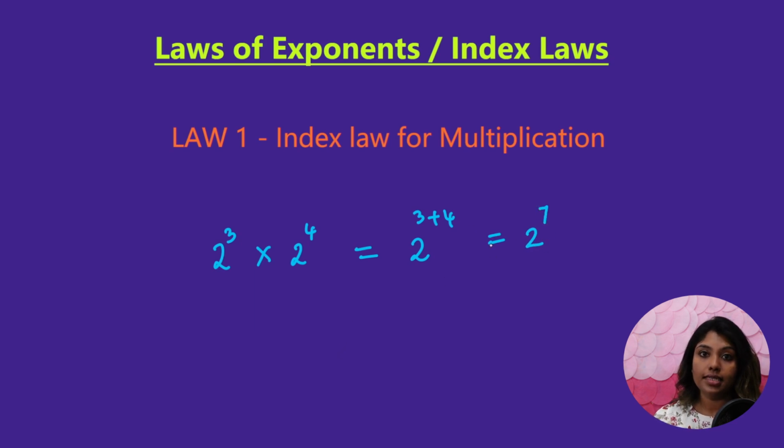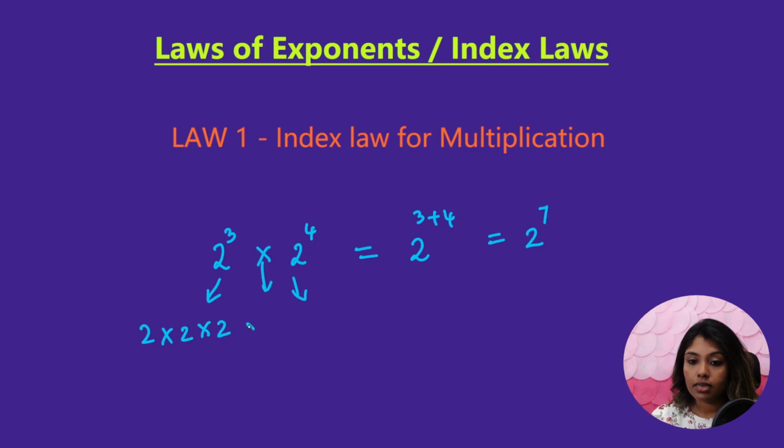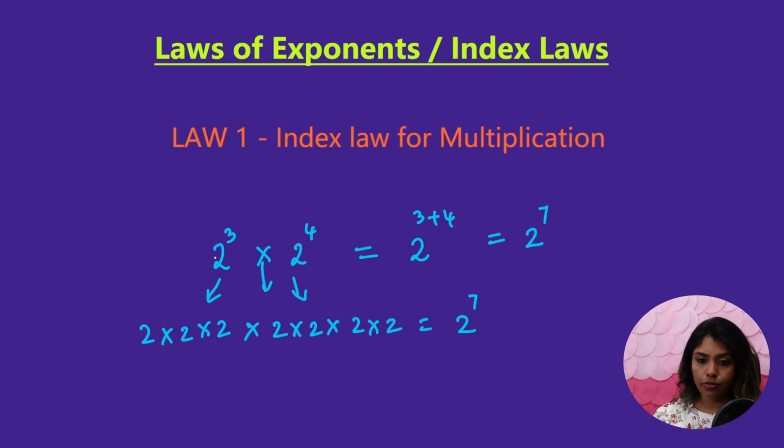Well, it works like that, right? Because if you actually try to expand this further, 2 cubed can be written as 2 times 2 times 2, and this times, I'm putting it here, 2 to the power of 4, which is basically 2 times 2 times 2 times 2. And when you actually count how many 2's there are, there are 6 plus 1, 7 2's. So 2 to the power of 7. So instead of doing this long process, you're just doing addition of the exponents, and there you go. You get 2 raised to 7.